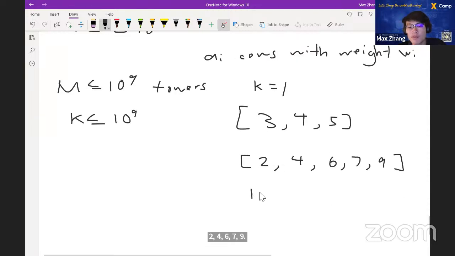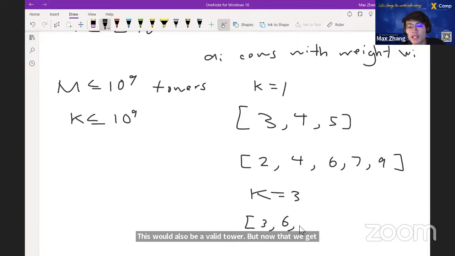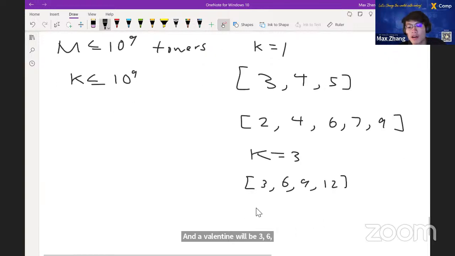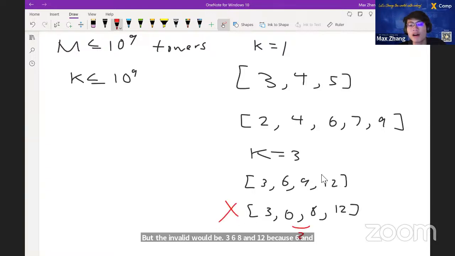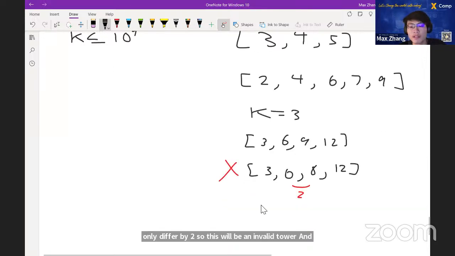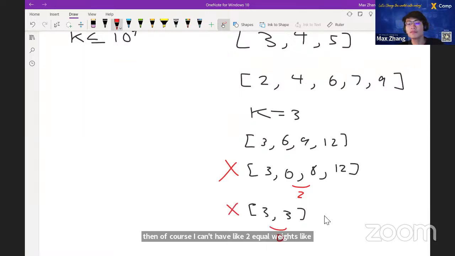Now let me give an example where k is equal to 3. Then a valid tower would be 3, 6, 9, 12. But an invalid tower would be 3, 6, 8, and 12, because 6 and 8 only differ by 2. And of course, I can't have two equal weights. Something like 3 and 3 is blatantly not allowed, since that would be a difference of 0.